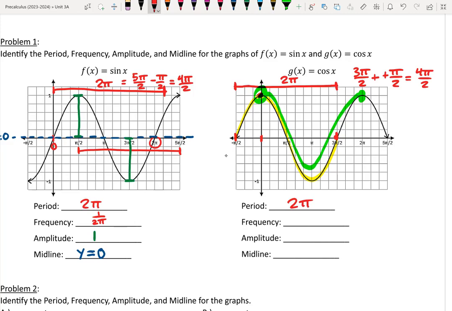Brandon, what would be my frequency? 1 over 2 pi. Good. Dean, what's my amplitude? 1. So that's the height from my bump to, in this case, the x-axis, but the midline. And Ava, what is my midline? Y equals 0. Thank you for giving that to me as an equation of a line. Y equals 0. All right.